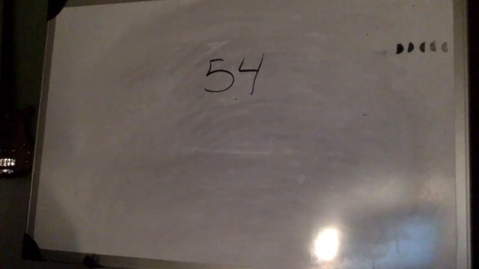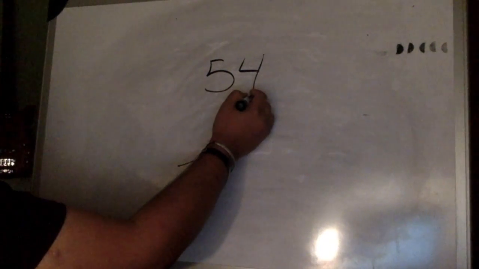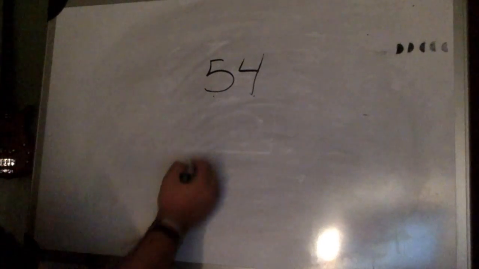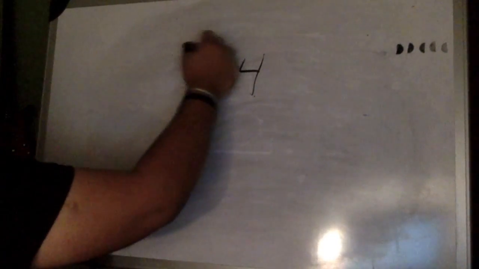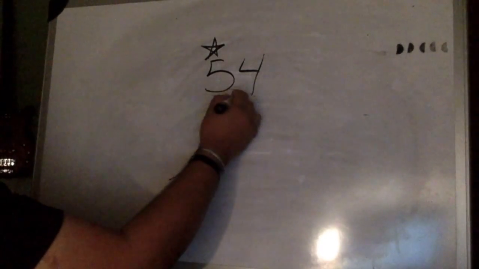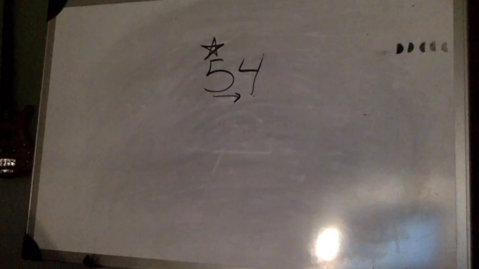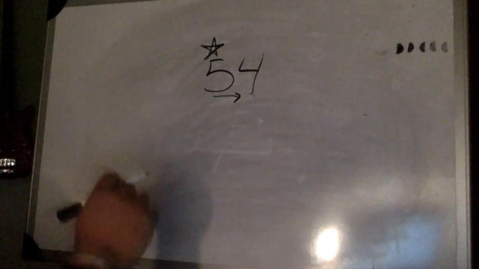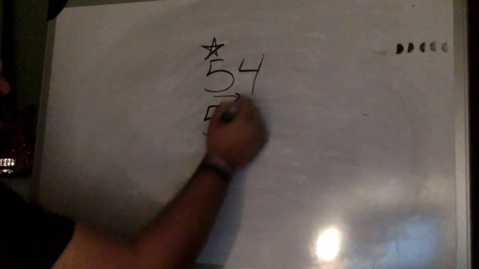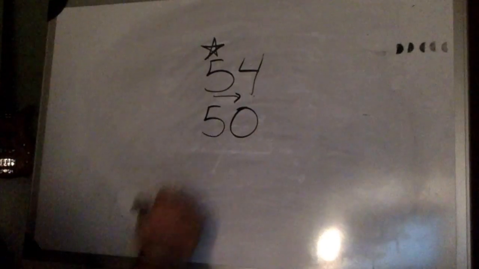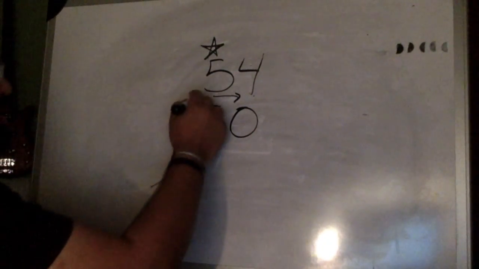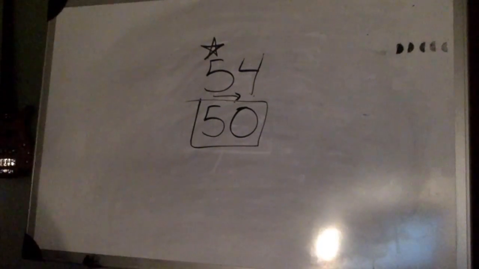Let's try another one. 54 to the nearest 10. Once again, find Cinderella. 1s and 10s because we're rounding to the 10s. Give Cinderella a crown and look next door. Is her sister 4 and below or 5 and above? In this case, she is still 4 and below. Nothing happens to Cinderella, and her sister turns into a pumpkin. So 54 to the nearest 10 would be 50. You're all set. Now let's try another one.